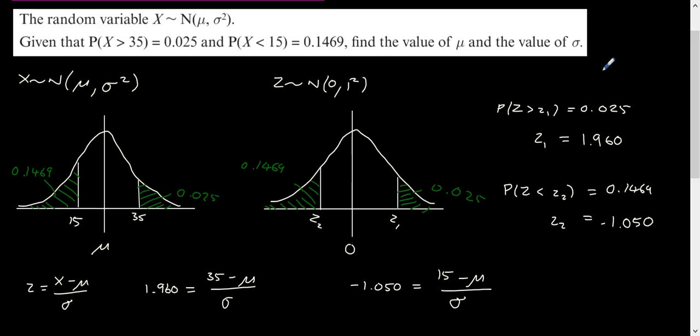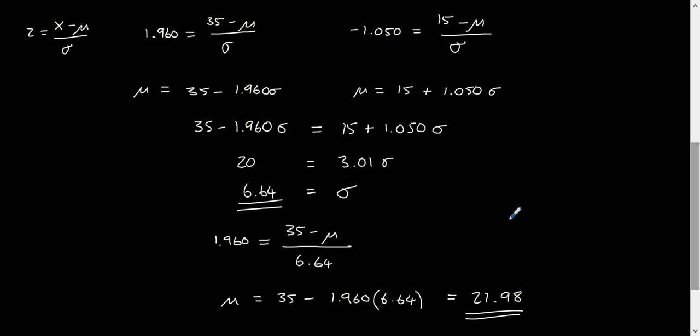Now that's it. There's nothing else to that. It does take a bit of practice, and there is a lot of work involved. But map your real life distribution to the standard normal distribution, find your Z values, use the conversion formula, and solve simultaneous equations if you're trying to find both, or just solve the single equation if you're trying to find one of them.